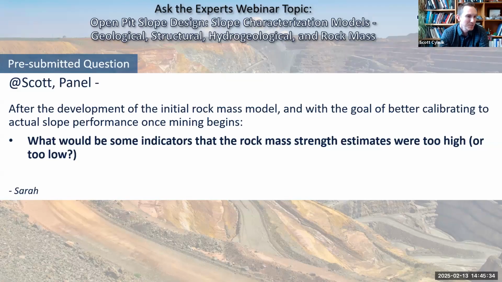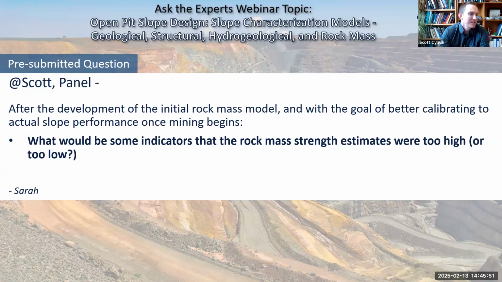So we'll have to make some assumptions about the pore pressure. Hopefully we have some good piezometer data. We'll have to make some assumptions about the fault strengths. Hopefully we have some good testing data on that. And then we'll have to make some assumptions about the rock mass strength if that was a component of the failure.